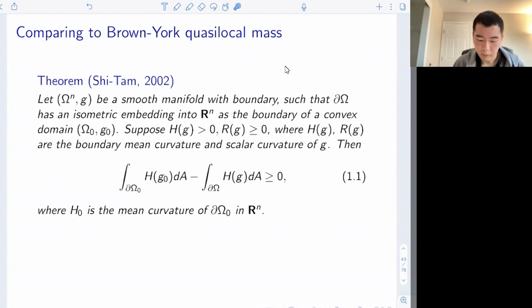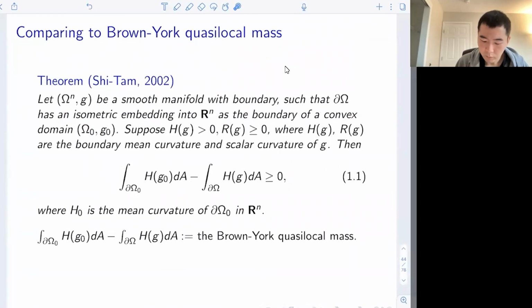And then the statement would be that the total mean curvature on the original manifold would always be less than or equal to the total mean curvature on the Euclidean embedding, with respect to the Euclidean metric. And you also have a rigidity phenomenon here: if they're equal, then the original Riemannian manifold with boundary is essentially flat. The difference between the two total mean curvatures is called the Brown-York quasi-local mass. This is one of the notions of quasi-local mass that is designed to capture the total mass enclosed by a hypersurface in an asymptotically flat manifold.